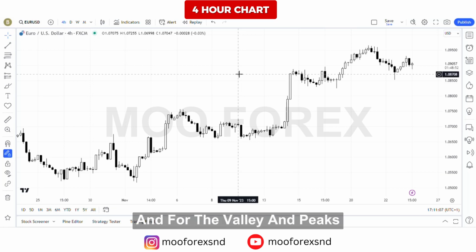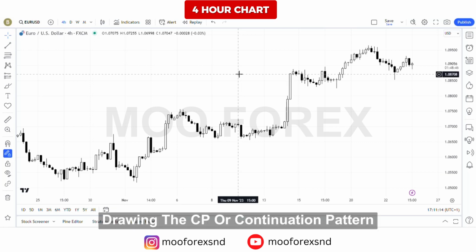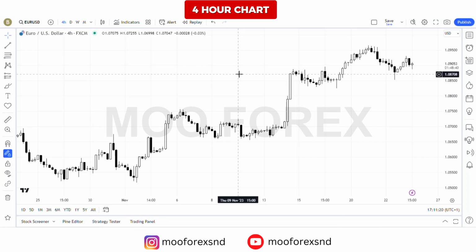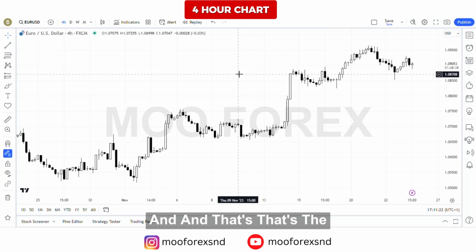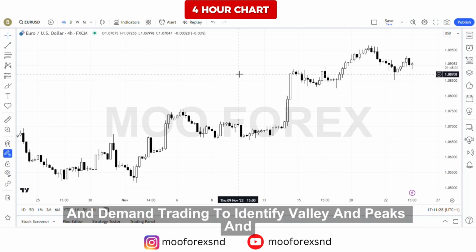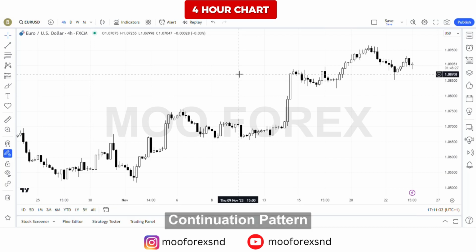And for the belly and peaks, they are quite easy, but when it comes to drawing the CP or continuation pattern, that's where many people fail. Like 98% of people actually fail. That's the most fundamental thing in original supply and demand trading: to identify belly and peaks and continuation pattern.